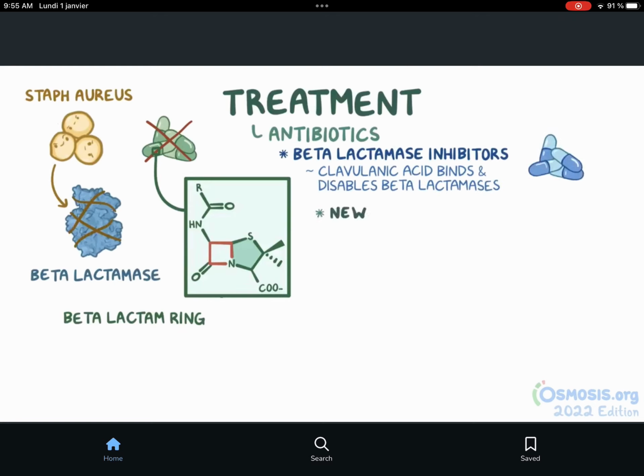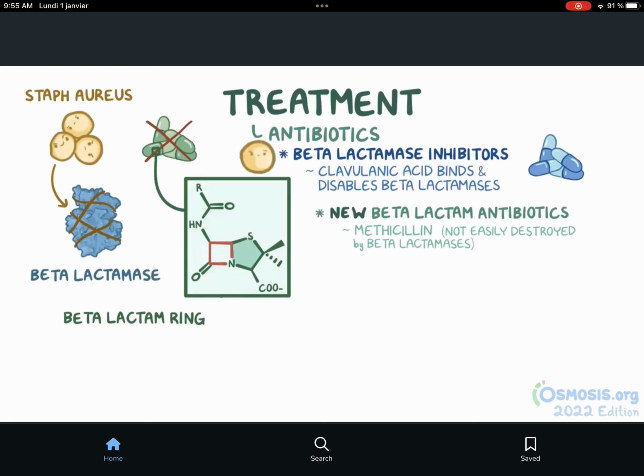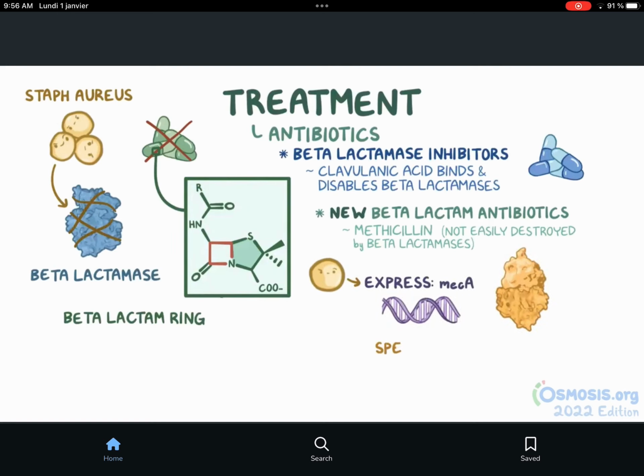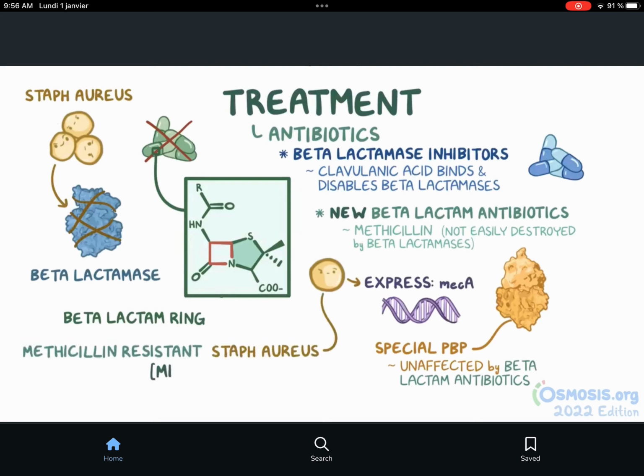In addition, new types of beta-lactam antibiotics, like methicillin, were identified that couldn't be easily destroyed by the beta-lactamases. Unfortunately, some Staph aureus strains found a way around this as well, by evolving and expressing a gene called MEK-A, which encodes special PBPs that are unaffected by beta-lactam antibiotics. Methicillin and older penicillins can't physically fit into them, rendering them ineffective. These methicillin-resistant Staph aureus strains are called MRSA for short, and have become more common around the world.